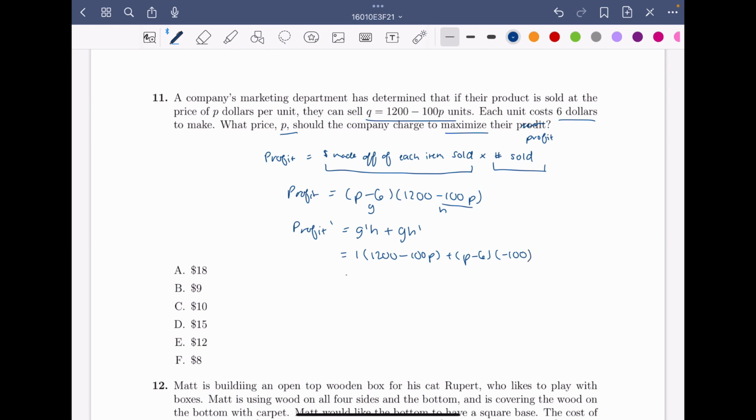If we simplify this, we get 1,200 minus 100P minus 100P plus 600. Simplify this again, 1,800 minus 200P. Now again, we said that the maximum profit will occur where the derivative of its function equals 0. So we're going to set this equal to 0. Let's go ahead and solve. We have 1,800 equals 200P, which means P equals 9. So a price of $9 will maximize their profit.